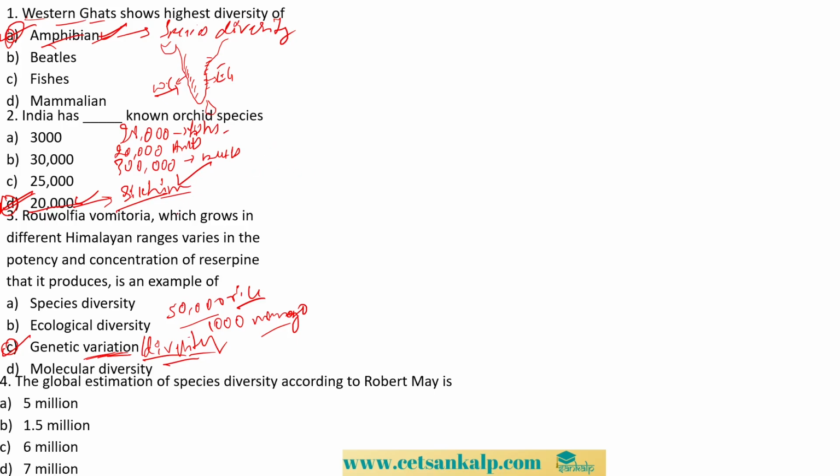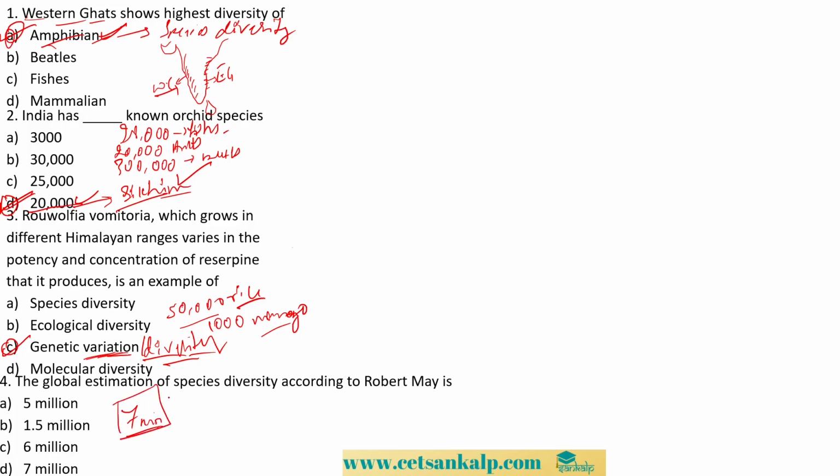The global estimation of species according to Robert May is: A) 5 million, B) 1.5 million, C) 7 million, D) 6 million. The answer is 7 million. Okay, 7 million is the right answer.